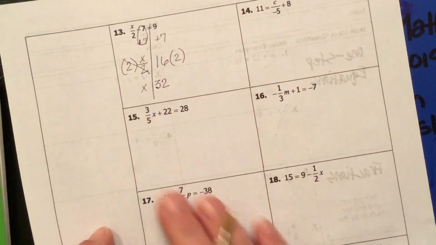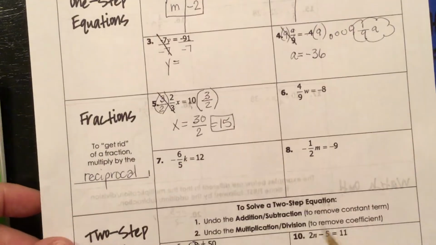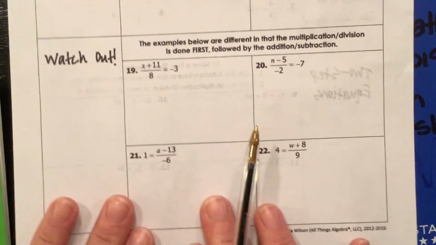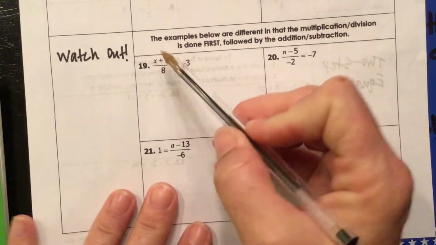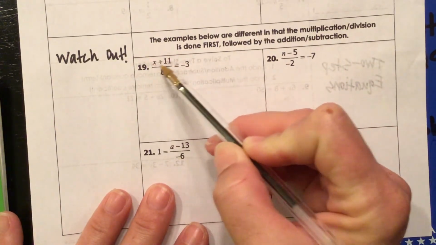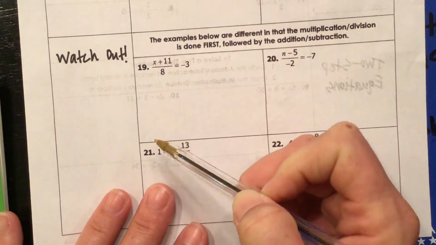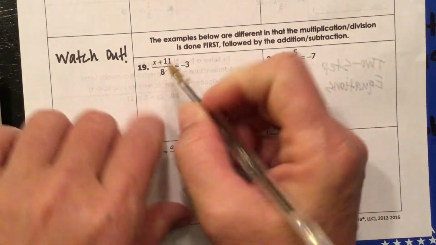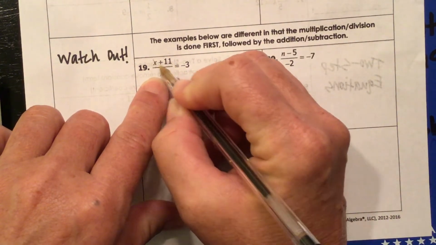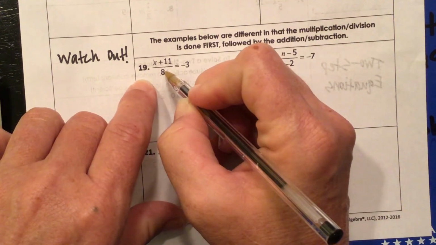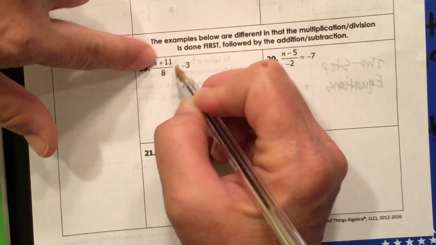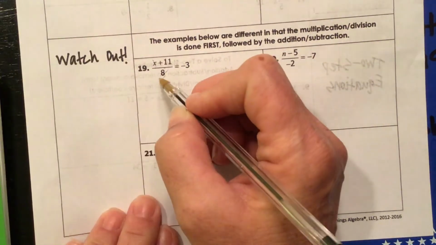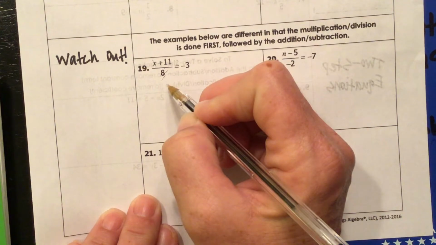Self-explanatory. Everything here is practice, especially with the fractions and the two-step. Look at the bottom. Now this one's a little bit different. When you have an expression as a numerator and you have a denominator of 8, you need to remove, because remember that 11 is over 8 and the x is over 8. Okay? So let's get rid of the 8. Let's pretend that this is just a variable by itself. Okay? To get rid of the 8, how do we remove that?